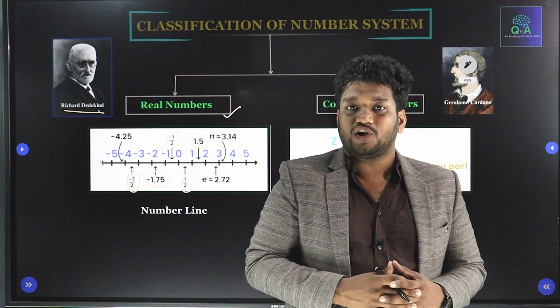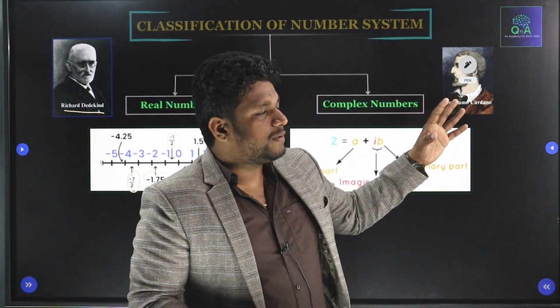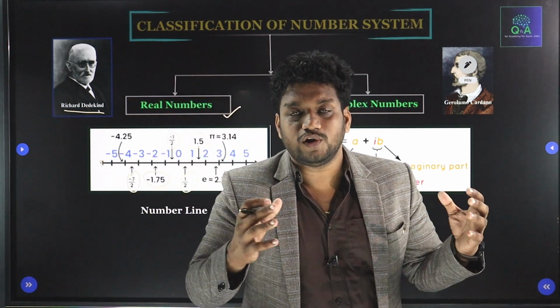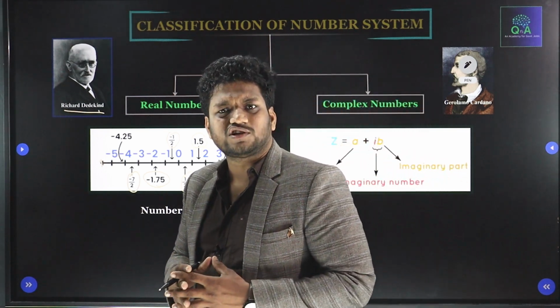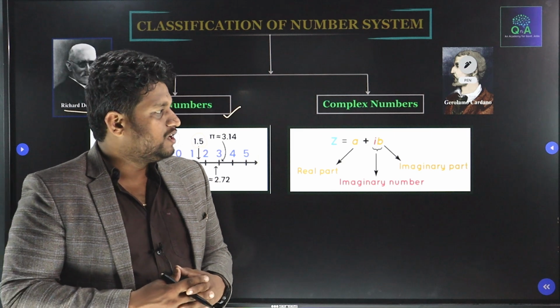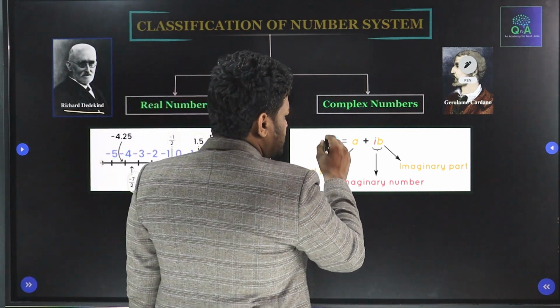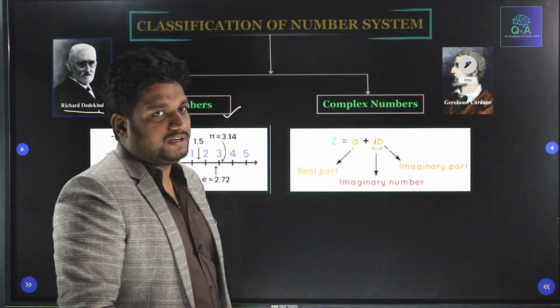After the real numbers were invented, one more person named Gerolamo Cardano told us that we don't have real numbers only, we also have complex numbers. So first of all, what are complex numbers? Complex numbers are numbers of the form z = a + ib.